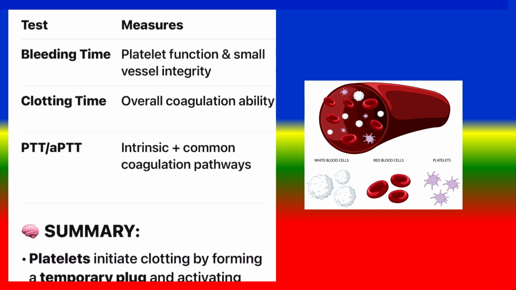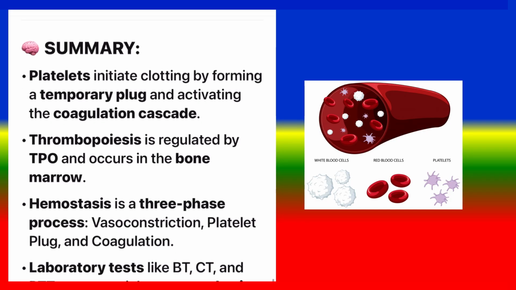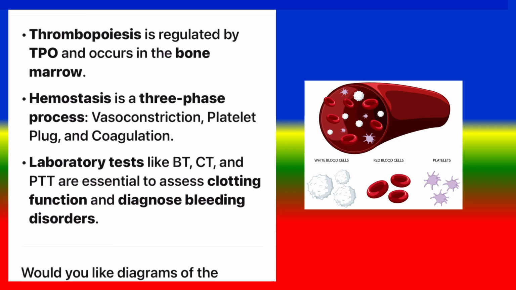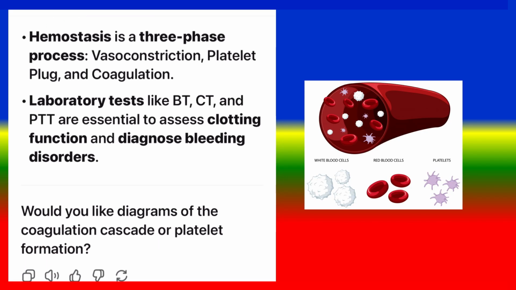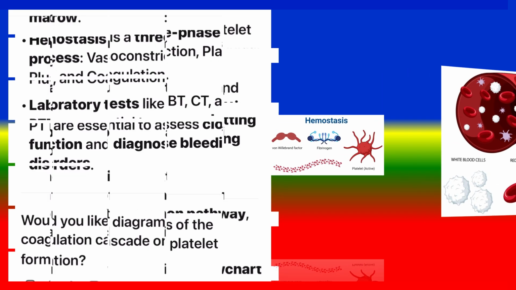Summary: platelets initiate clotting by forming a temporary plug and activating the coagulation cascade. Thrombopoiesis is regulated by TPO and occurs in the bone marrow. Hemostasis is a three-phase process: vasoconstriction, platelet plug, and coagulation. Laboratory tests like BT, CT, and PTT are essential to assess clotting function and diagnose bleeding disorders.